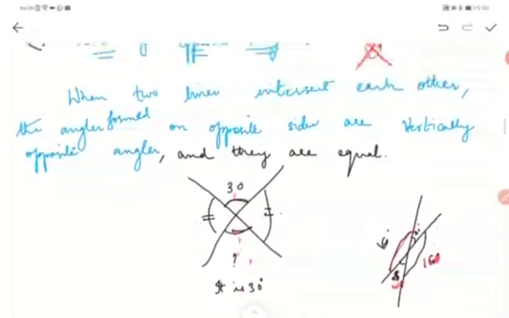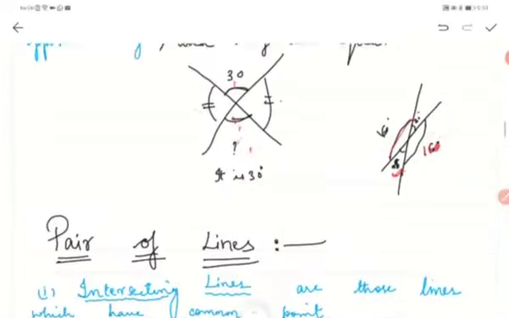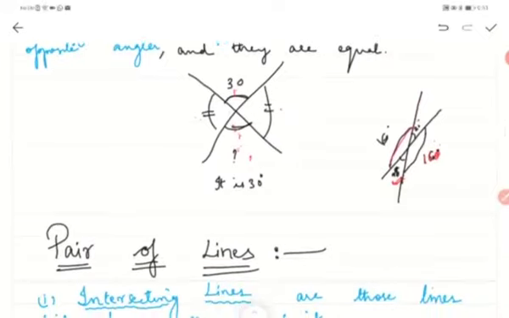So in the next part, you have intersecting of lines, that is, a pair of lines intersecting. When a pair of lines are intersecting, you will get many angles. The relation between them, and what the types of angles are, interior, exterior angles, all these things we will study in our next video, inshallah.